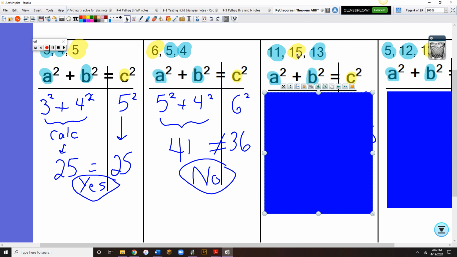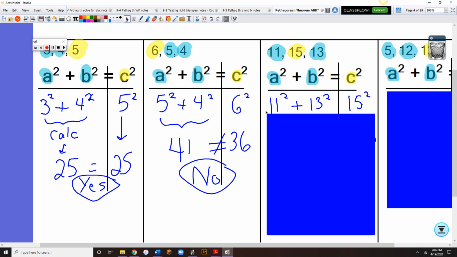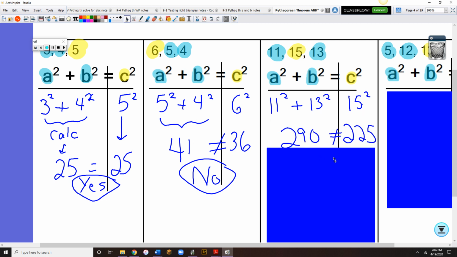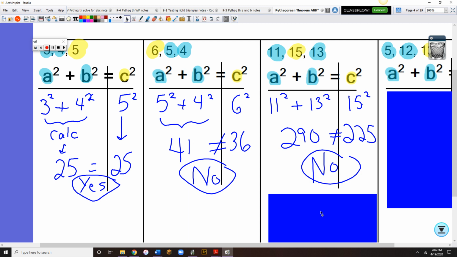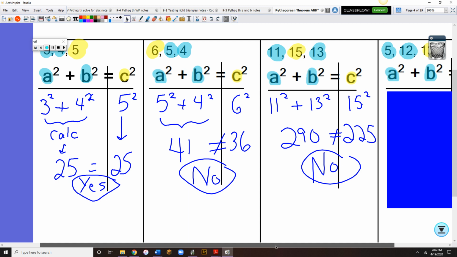Okay? 11, 15, and 13. Again, let's pay attention to how I've colored. 15 is yellow because it is the largest number, and the largest number goes under the C. So 11 squared plus 13 squared is 15 squared. Maybe, maybe not. Okay, 11 squared plus 13 squared equals 290. 15 squared is 225. They did not come out the same, so that is also no, not a right triangle. Maybe some other kind of triangle.